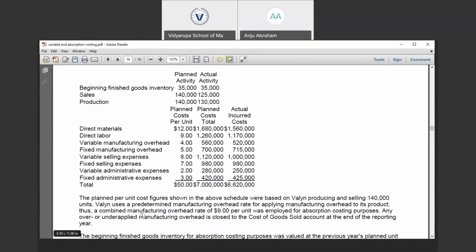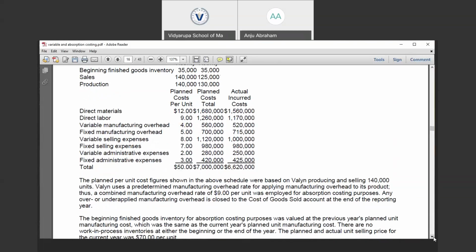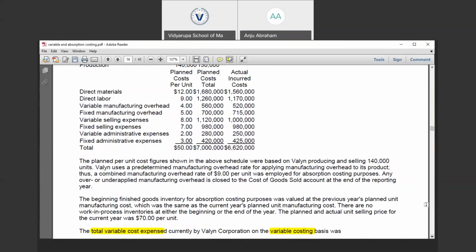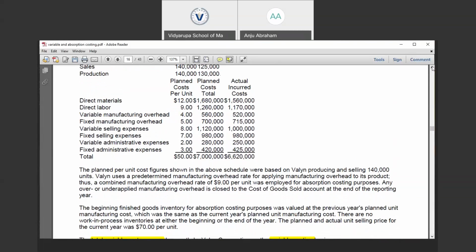Thus, a combined manufacturing overhead rate of 9 per unit was employed for absorption costing purposes. Any over or under applied manufacturing overhead is closed to the cost of goods sold account at the end of the reporting year, and the beginning finished goods inventory for absorption costing purposes was valued at the previous year's planned unit manufacturing cost, which was the same as the current year's planned unit manufacturing cost. There are no work in progress inventories at either the beginning or the end of the year. The planned and actual unit selling price for the current year was 70 per unit. So from this data, we need to compute the total variable cost expensed under the variable costing basis.